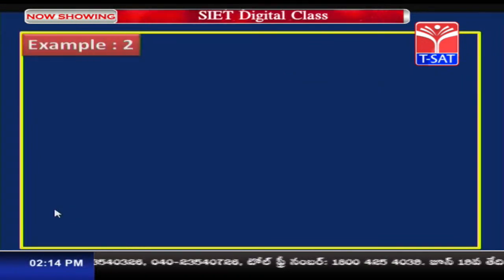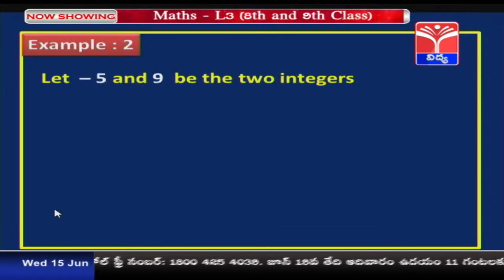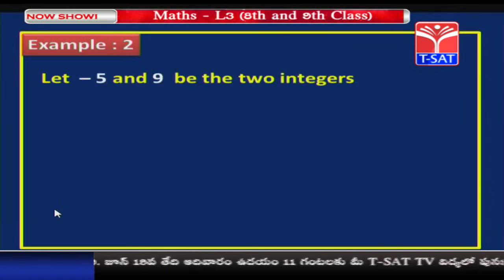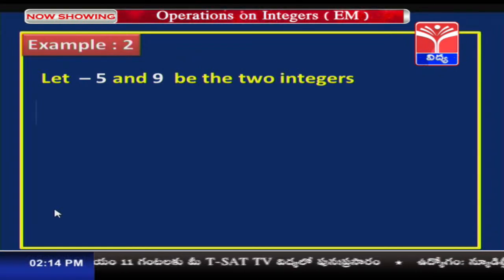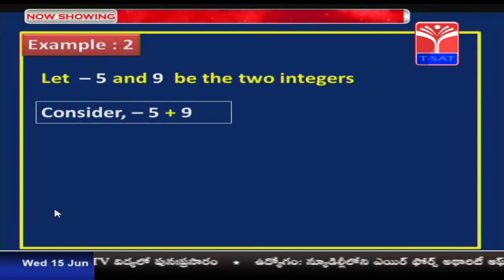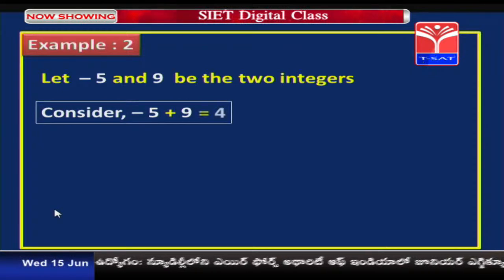Take a look at another example now. I will take a negative number and a positive number. Let minus 5 and 9 be the two integers. Now, let us add them again, minus 5 plus 9, and adding these two you get plus 4.